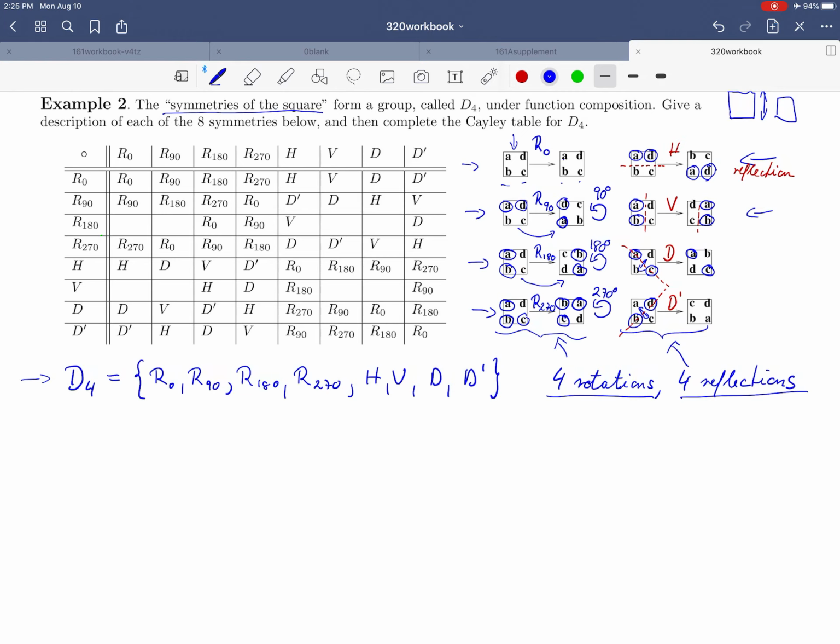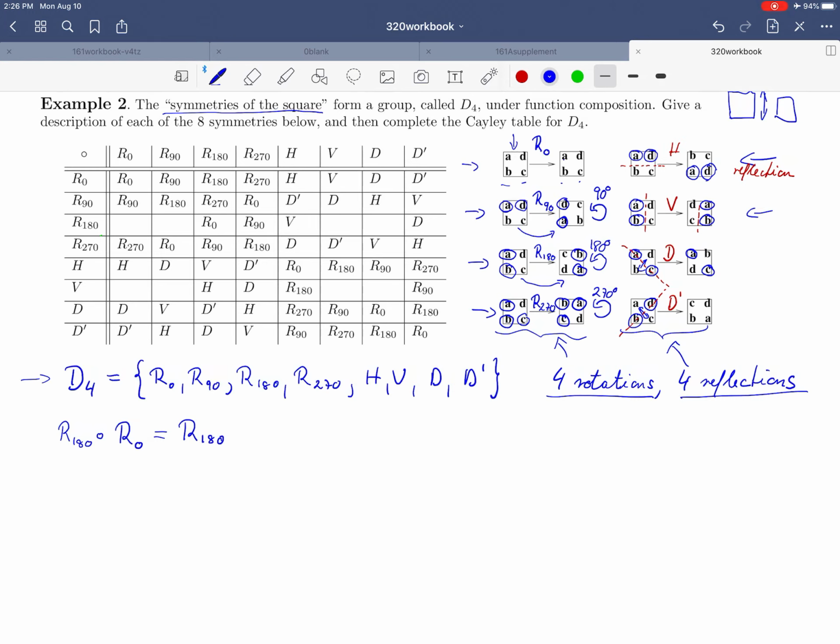The operation on these elements is combining motions, composing motions, if you will. So performing one motion followed by another motion. Let's look at a few examples. What if we did a 0-degree rotation and followed that by a 180-degree rotation? What would we get? Well, the 0-degree rotation doesn't change our square at all, and then we rotate by a 180-degree rotation. That is the same thing as just performing a 180-degree rotation.